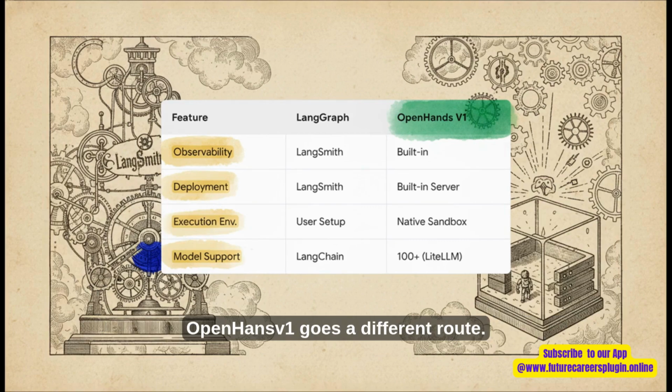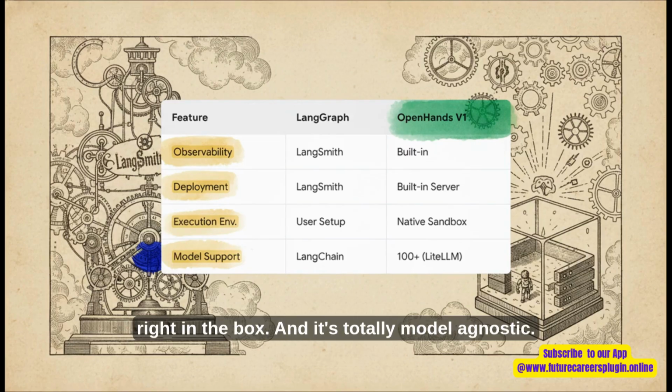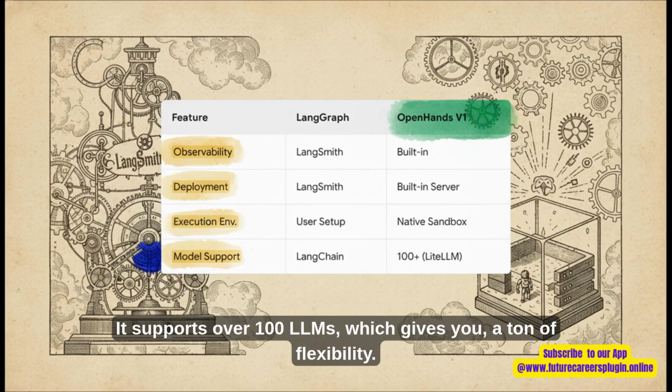OpenHands V1 goes a different route. It comes with a production server and that native sandboxing right in the box. And it's totally model agnostic. It supports over 100 LLMs, which gives you a ton of flexibility.